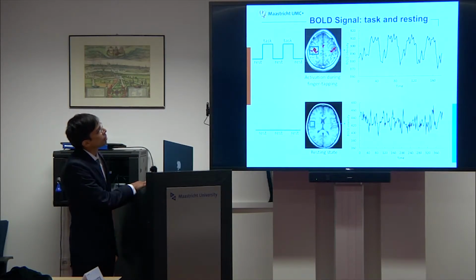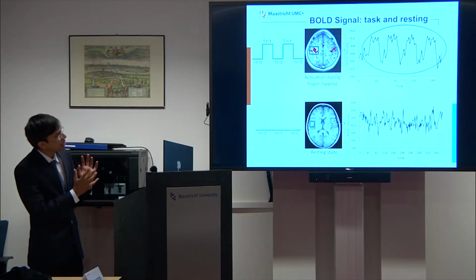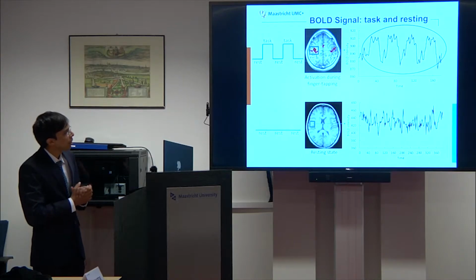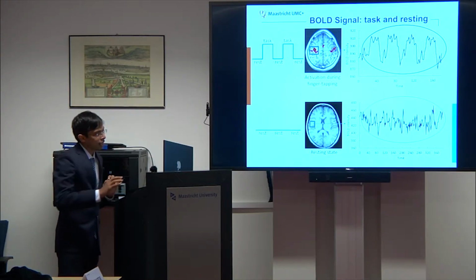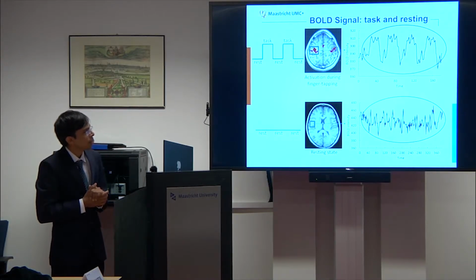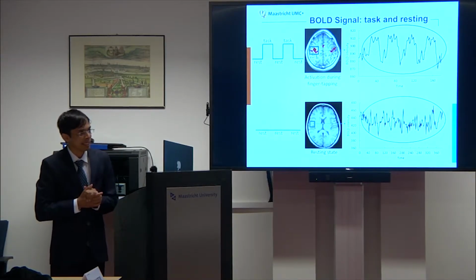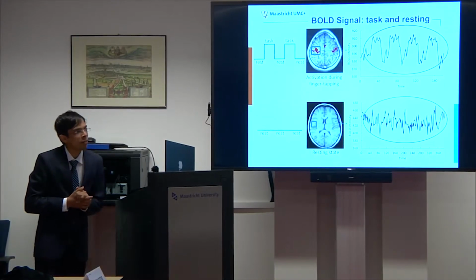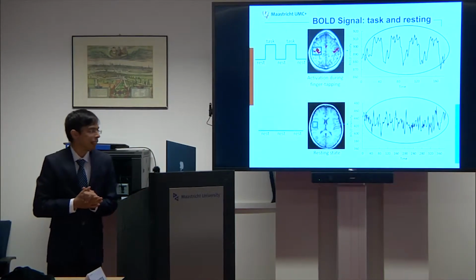Looking at the BOLD signal during task, it's structured and periodic. However, the signal at rest is highly unstructured. Hence, it needs more advanced techniques for analysis. In this thesis, our primary focus was on the BOLD signal at rest.